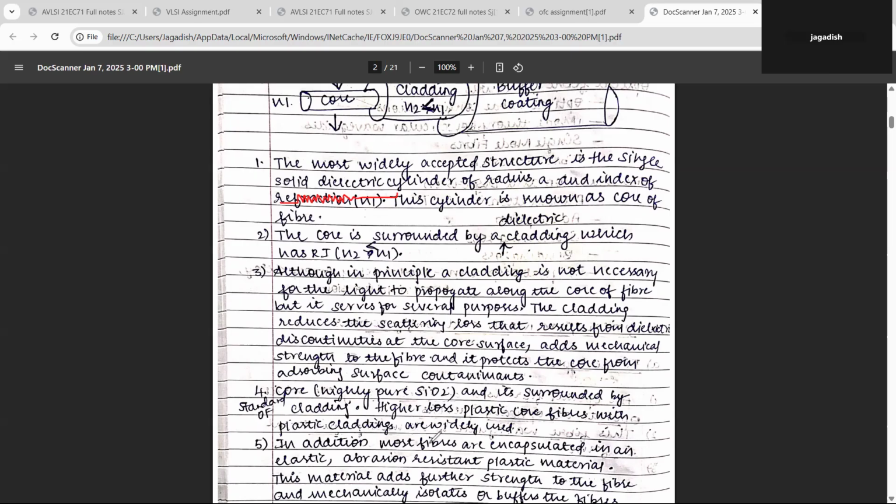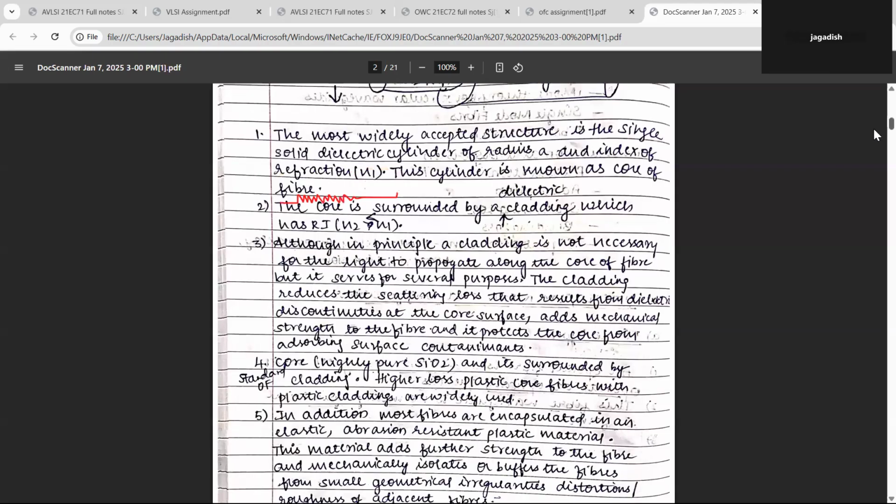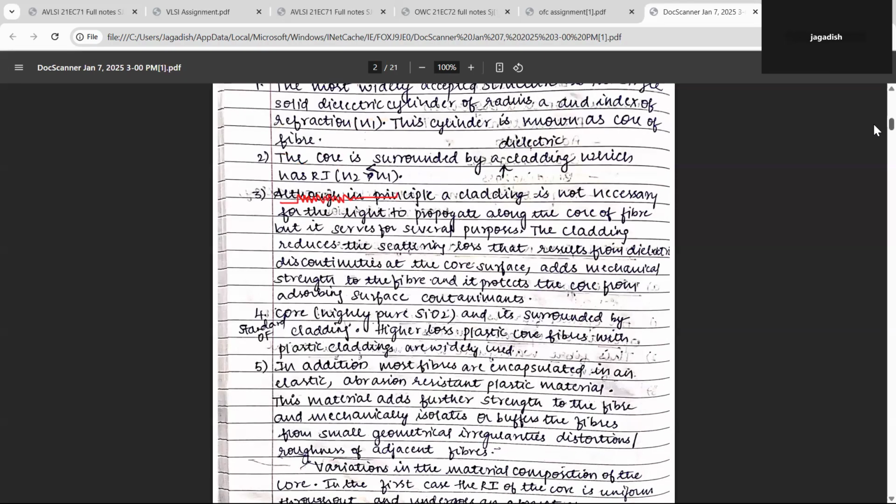In addition to that, most of the fibers are encapsulated in an elastic and abrasion resistant plastic material. This is called a buffer coating, and what it will do, students, is provide mechanical strength to the fiber, and any geometrical irregularities or roughness will be minimized by that buffer coating.